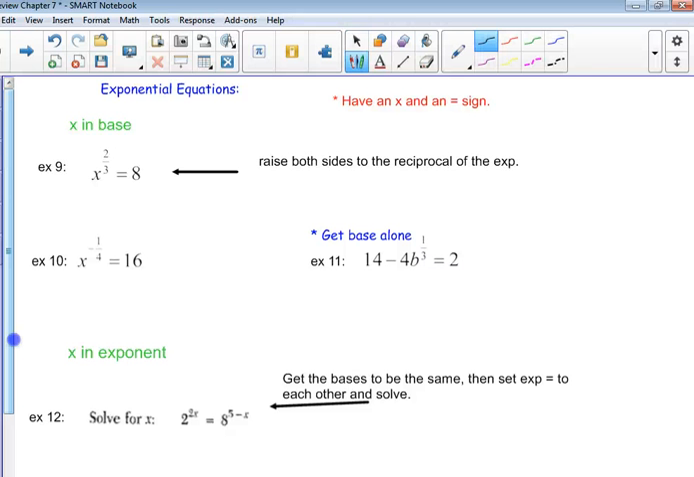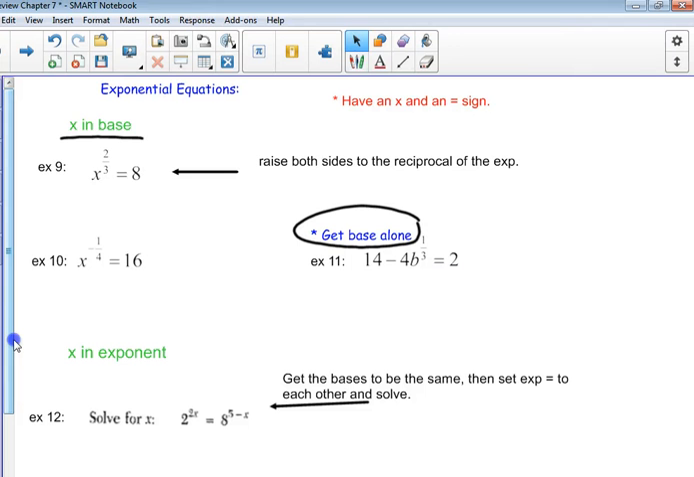Whenever you guys have x as a base, what you want to do to solve for x is, the first thing you need to do is get the base alone. You want to make sure there is nothing being added or multiplied, like we don't have a 2 plus anything. You want just the base by itself. Once the base is alone, what we're going to use is the reciprocal of the exponent. So what's the reciprocal of 2/3?